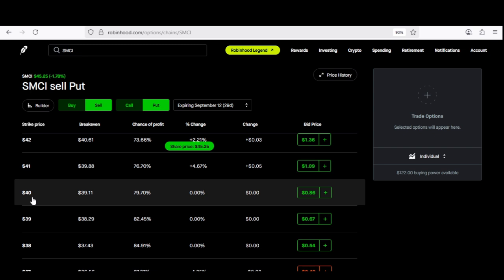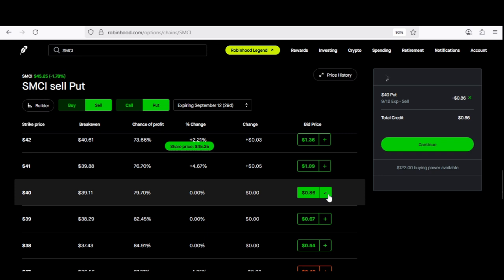The chance of profitability is going to be 79%. You don't really need the chance of profitability in this case, because the basis you're using to choose your strike price is the level of support that I demonstrated in the graph. So $40. We're going to go ahead and click into this.